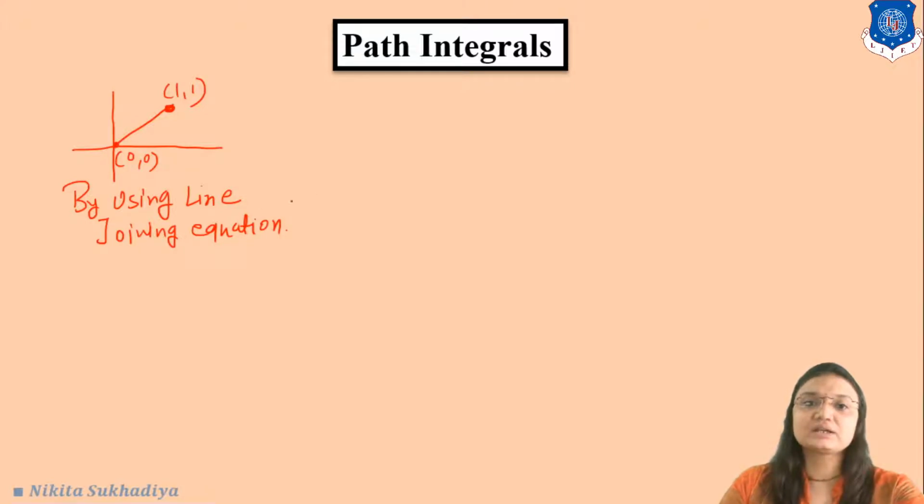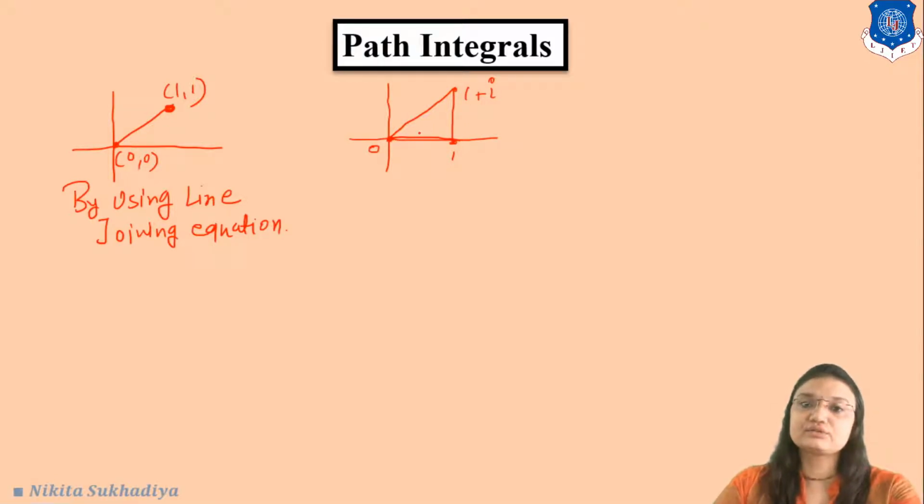But in a path integral, we have more than 2 points. For example, we have 3 points like this, and our path will become like this. We have the point 0, then the point 1, and the third one is 1 plus i. By joining these 3 points we get a triangle. So we have a question like: evaluate this integration along the path 0, 1, 1 plus i.